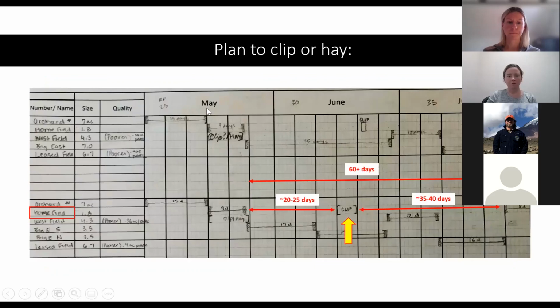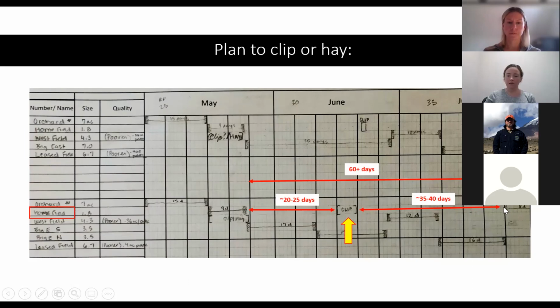So here's the same farm, same grazing chart, with an example of how to plan the ideal timing to clip or hay. Let's see if we can make sense of this on PowerPoint. In the red box here, this is the home field. It's one of their pastures. They first graze it in mid-May for 9 days, and then they graze all their other pastures and don't come back to home field until late July, which means there's a 60-day rest period between those two grazings of that pasture. And it's happening in June, July, when the recovery period is about 30 days.